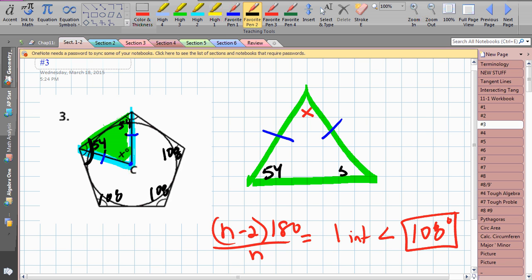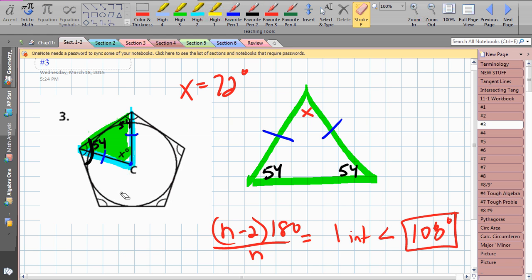Notice how I relabeled and redrew everything. So if that's 54 and 54, I take 180 minus 54 minus 54. All together we get 72 degrees equaling x.